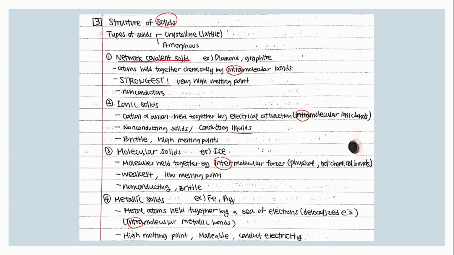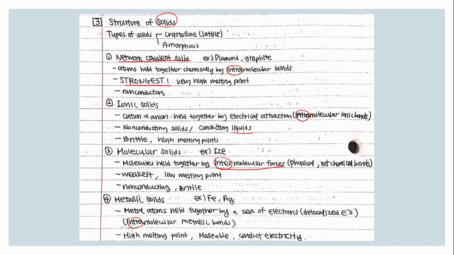Next is the molecular solids. There's ice, and they are held by intermolecular forces. Like ice, water molecules held together. They are the weakest type of bonds, and they have a lower melting point.